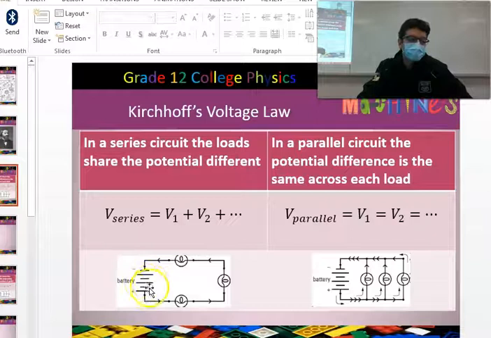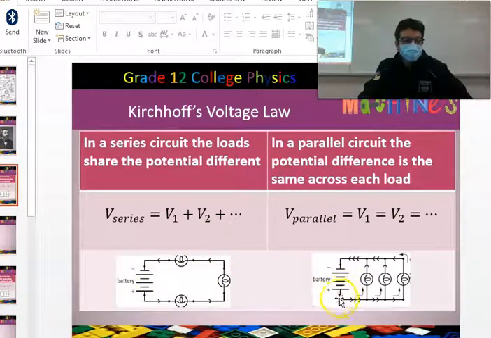Okay, so you can think of it as if you have an electron that picks up energy at the battery, that electron has to pass through each single light bulb. So it's going to give up all its energy, but it has to share it among those 3 light bulbs.